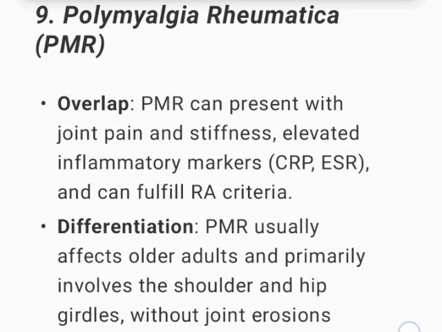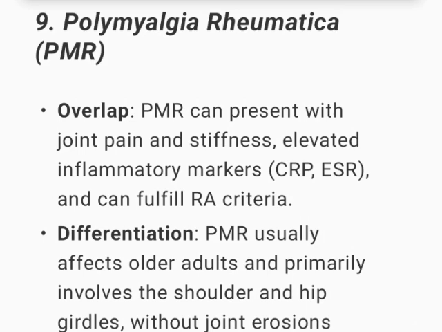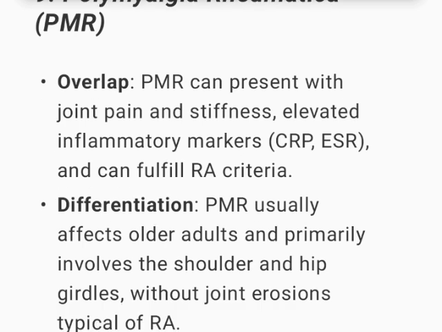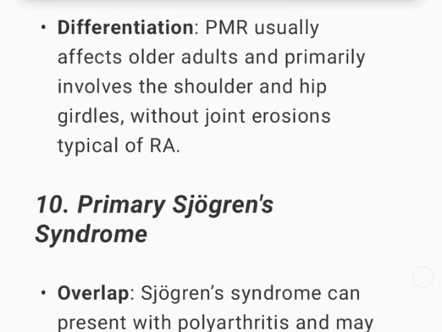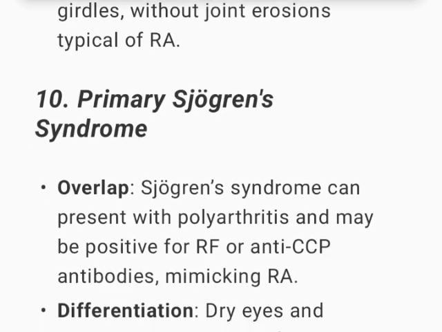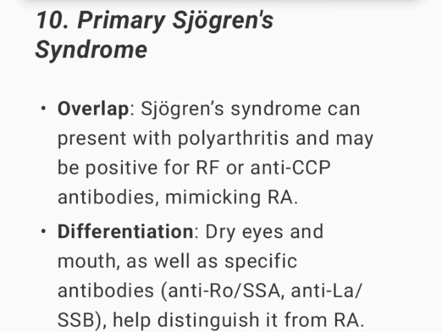9. Polymyalgia rheumatica. Overlap. PMR can present with joint pain and stiffness, elevated inflammatory markers, CRP, ESR, and can fulfill RA criteria. Differentiation. PMR usually affects older adults and primarily involves the shoulder and hip girdles, without joint erosions typical of RA. Number 10. Primary Sjogren's syndrome.